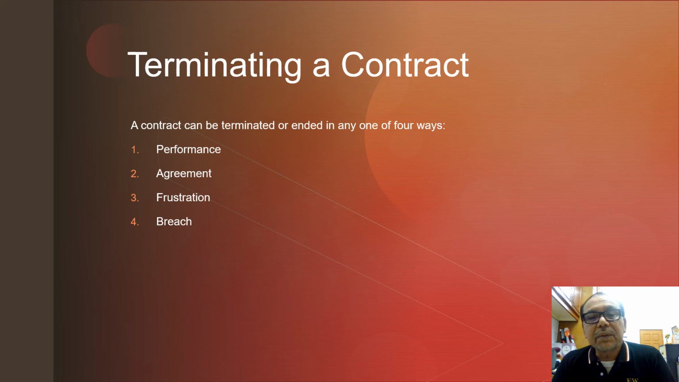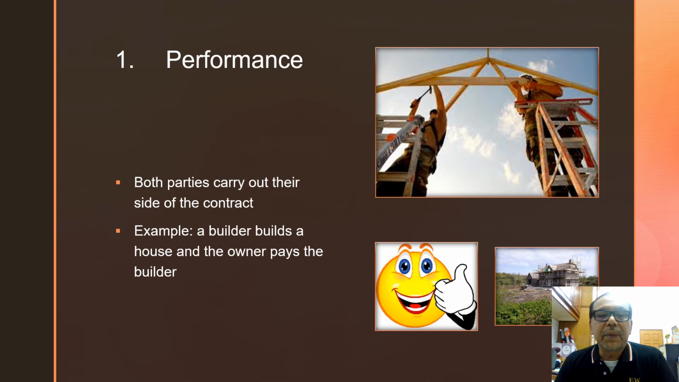Okay, termination of contract. Let's see how the contract can be terminated in 4 ways. Number one, performance. Both parties carry out their side of the contract. Let's say now we have a contract. I have a contract with a contractor to build my house, and he completes the house within the stipulated time, let's say 10 months, and I already paid the money to them. So both parties have performed the contract.